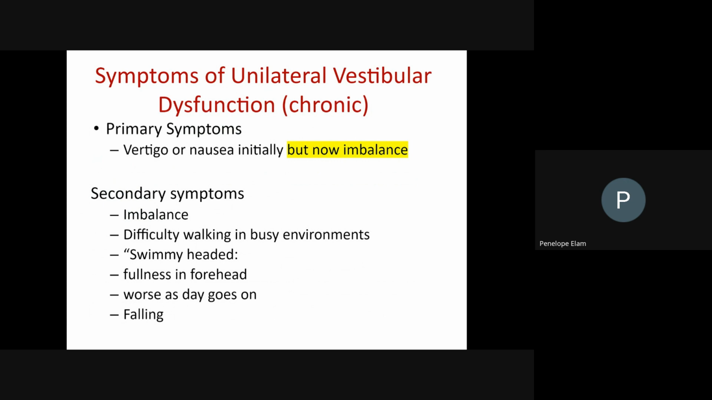But now, instead of complaining about the vertigo and the nausea like they did when it first happened, they're going to be talking more about feeling off balance. Okay, so their primary symptom description is going to change. They're still going to have issues such as difficulties walking in busy environments.